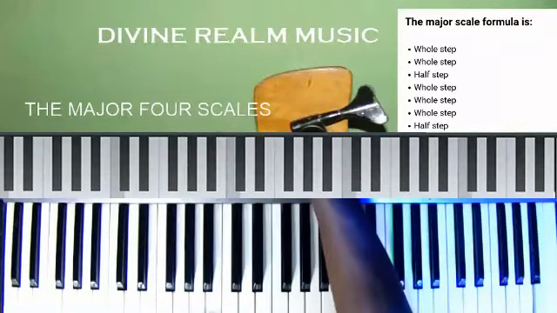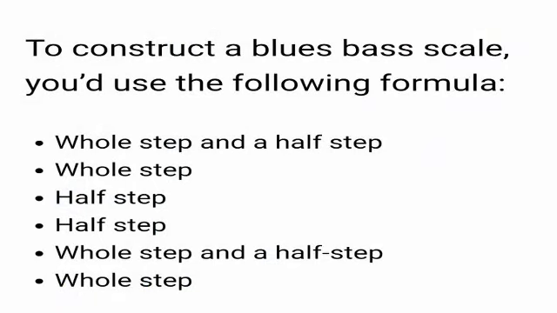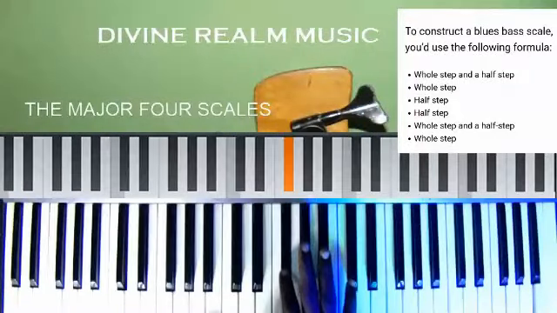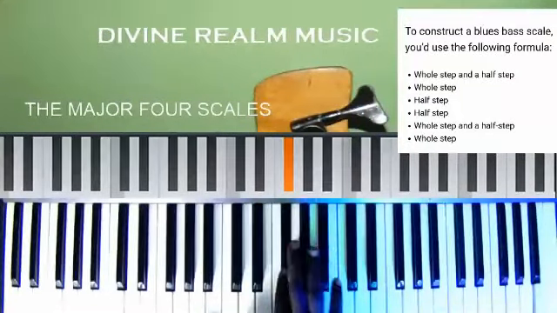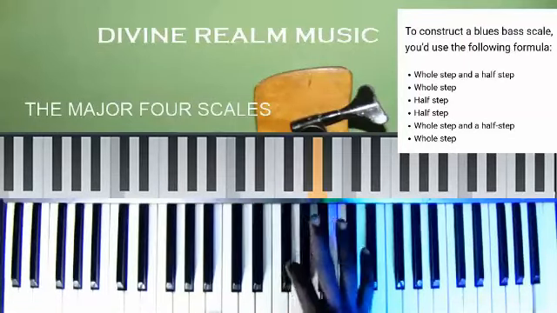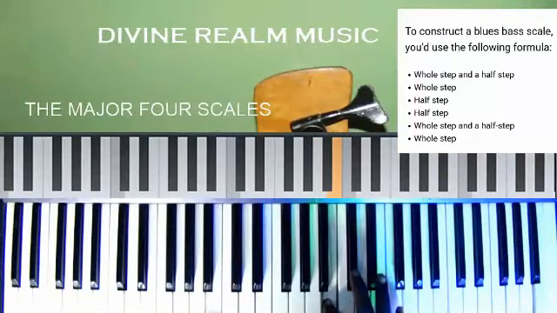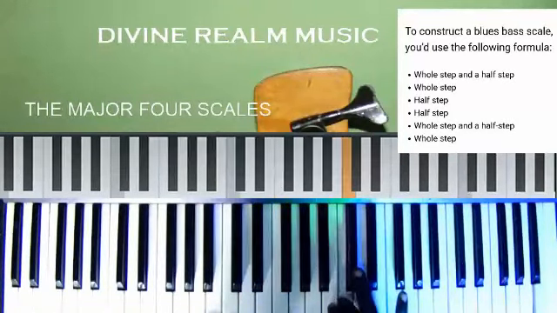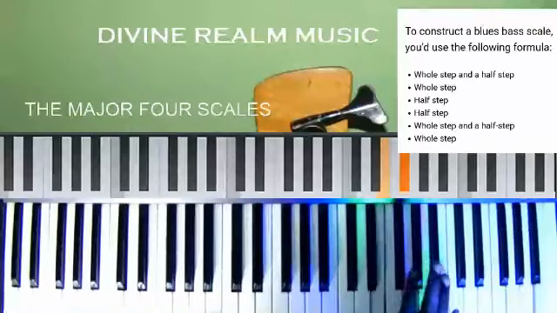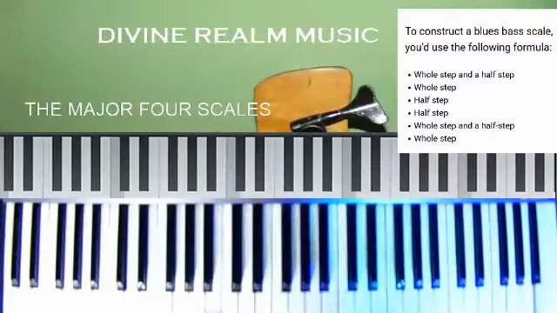Let's do the blues scale now. You have whole step and half step. You have whole step, you have half step, you have half step, you have whole step and half step, then you have your root again. Use your roots. Whole step and half step. If you don't understand, you can rewind the video and play it again.